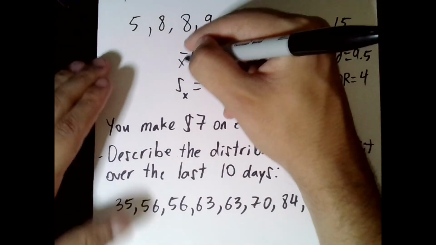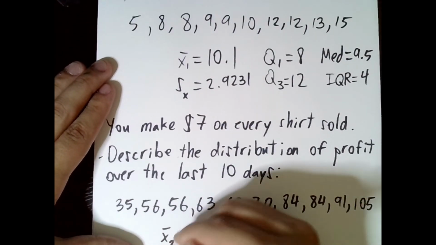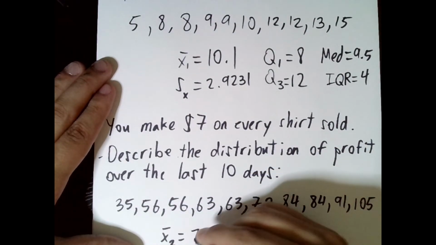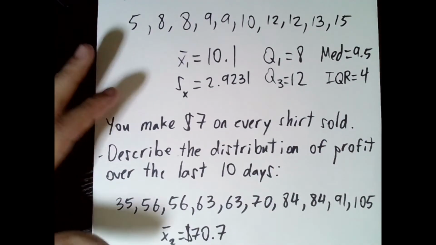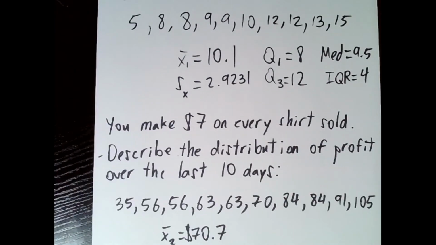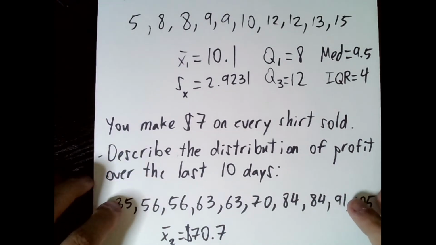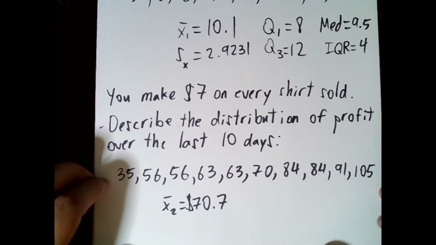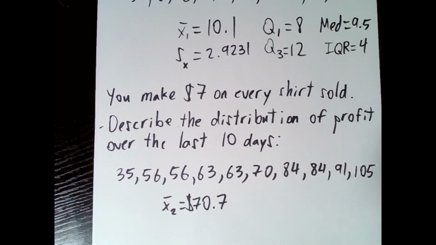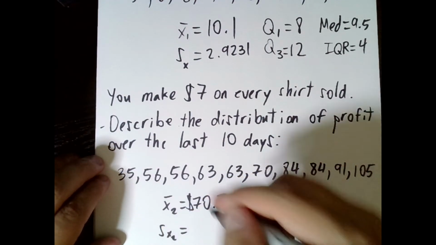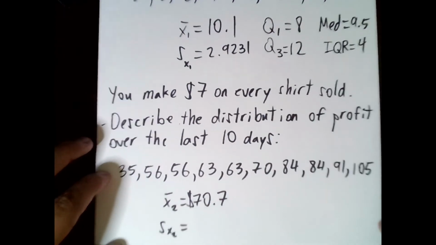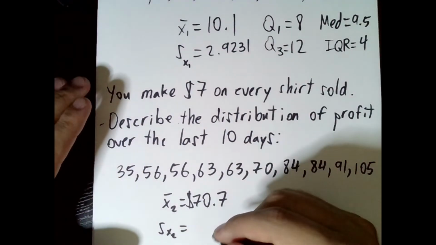We'll call this x bar 1, and this one x bar 2. My new mean is $70.7, so we have $70.7 on average over the last 10 days. That's our average profit over the last 10 days. I'll keep the descriptive statistics from the first data set up there so you can compare and contrast. I'll go straight to the standard deviation of x2, with a little subscript to be thorough.